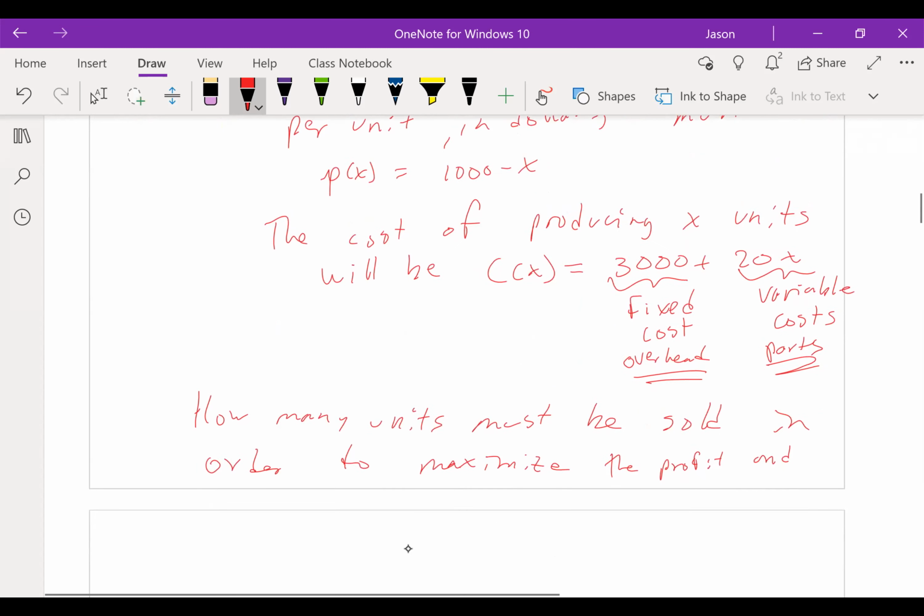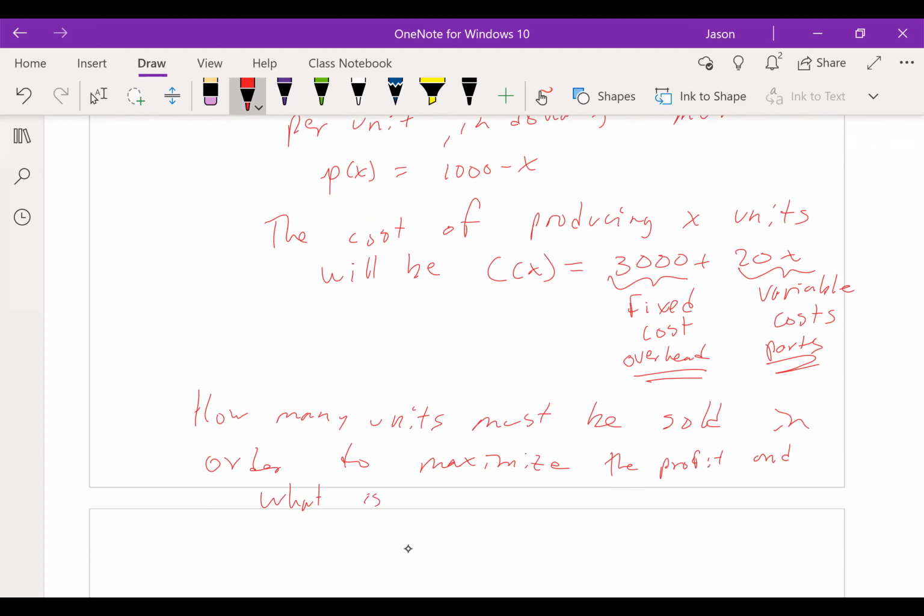and what is the price per unit? Basically we want to know what is X and what's 1,000 minus X. How many units must be sold? That's X. And then what's the price per unit? That's 1,000 minus X.